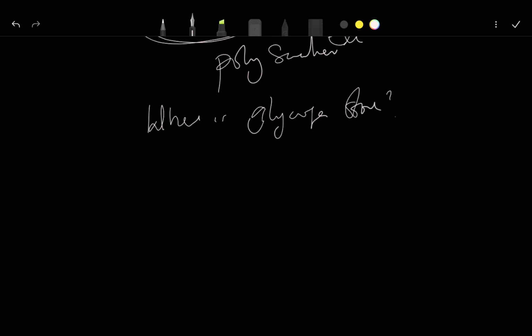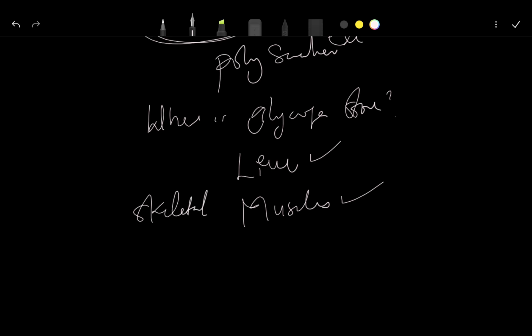So I believe you will be thinking something about the liver. If you are thinking about the liver, then you are correct, because the liver is one of them. Number 2 is the muscles, skeletal muscles. So these are the two major places where glycogen is stored.